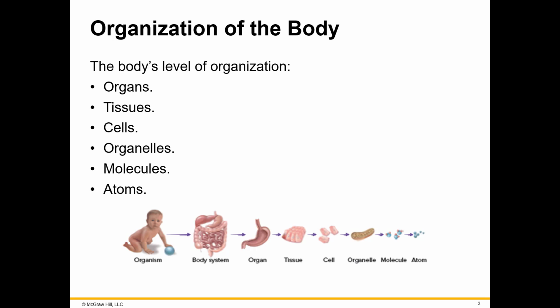The body is composed of many structures. The largest body structures are the organ systems. The organ systems are comprised of organs that are further composed of tissues. Tissues are composed of cells, which are made up of organelles. Organelles can further be broken down into molecules and then into microscopic atoms.